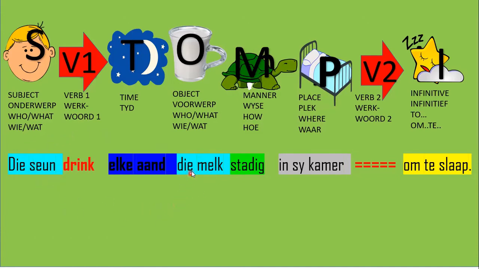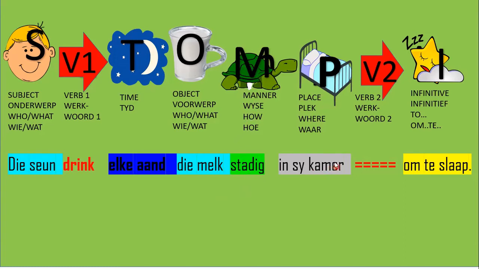Die seun en die melk. Subject and object, same color. Drink, verb, no verb 2 there, and that's red. En die tyd het ons blou gemaak, soos in die aand. Hierdie is night time, elke aand. Stadig, groen, green, because it's our tortoise or a turtle. If it's in the sea, a sea turtle or a tortoise. Stadig, manner, stadig, groen, turtle.